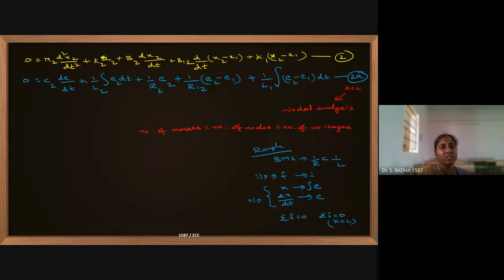So C2, here also I missed the suffix in the first term. X2 means I have to write E2. X2 is there in the previous yellow color, so here I have to write the same suffix E2. Okay, that I missed out.